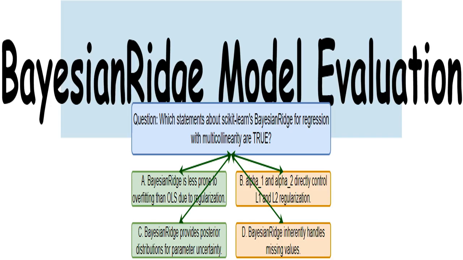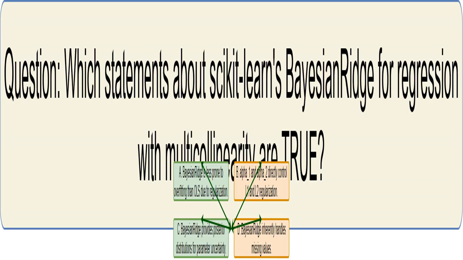I'm evaluating the BayesianRidge model, a type of regression model from Sklearn. It's a Bayesian approach to regression, which means it incorporates prior beliefs about the model parameters into the estimation process. This is particularly useful when dealing with datasets that have lots of correlated predictor variables, multicollinearity, a situation where simpler regression models can struggle. I'm assessing the validity of different statements about BayesianRidge.